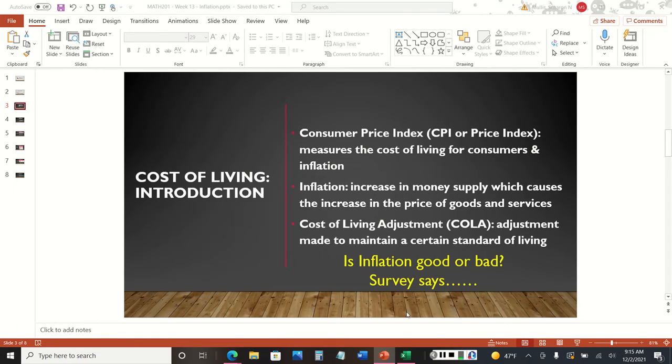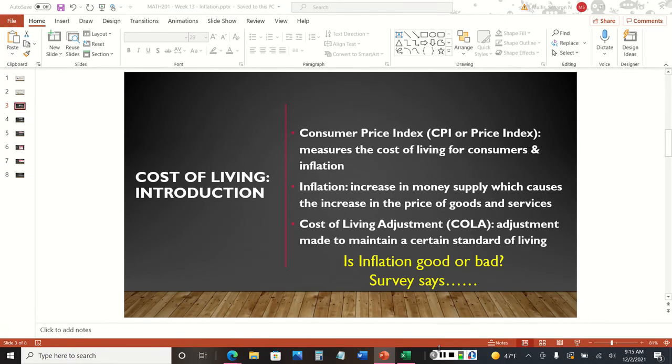Regardless of who would have been in office, whether it was the Democrat that's in office now or a Republican, we would have seen inflation because of all that money that was being printed over the past year or so. The next term is the cost of living adjustment.